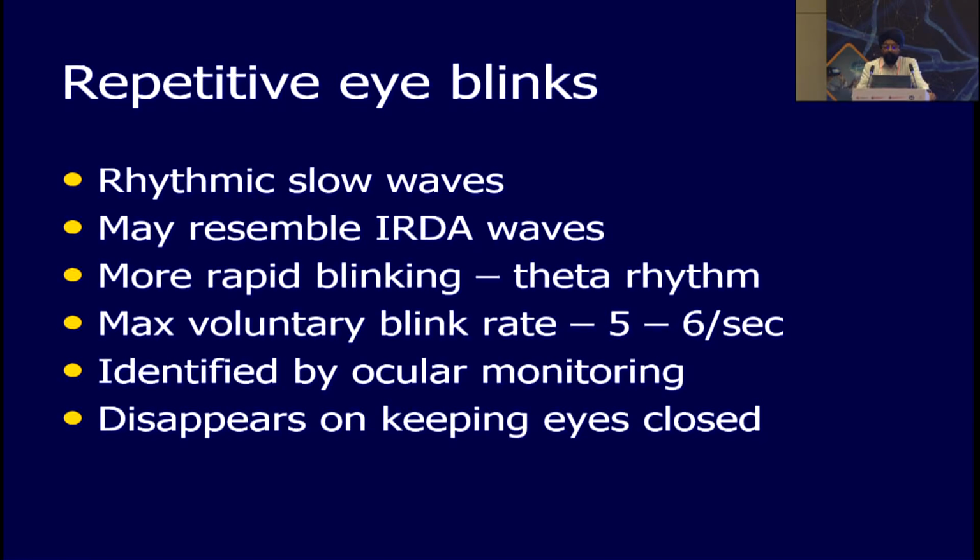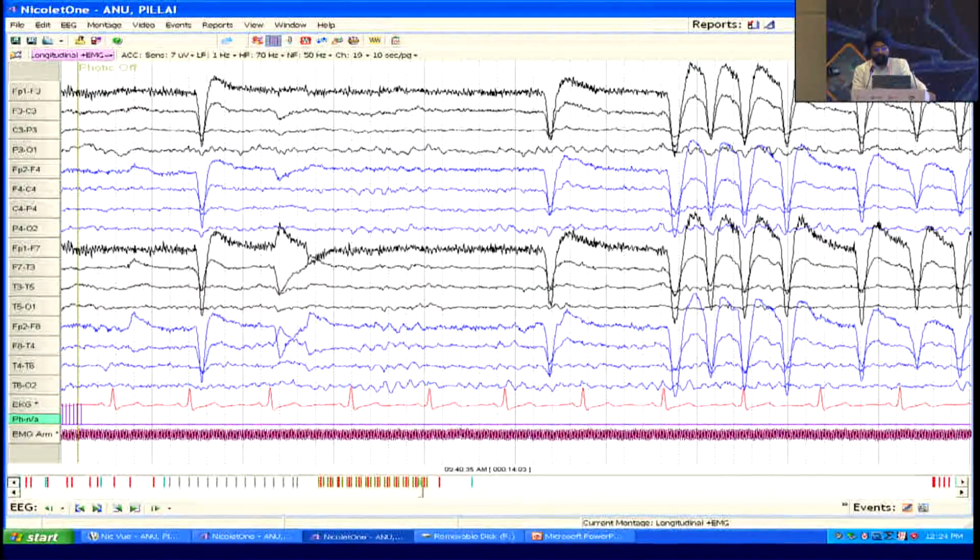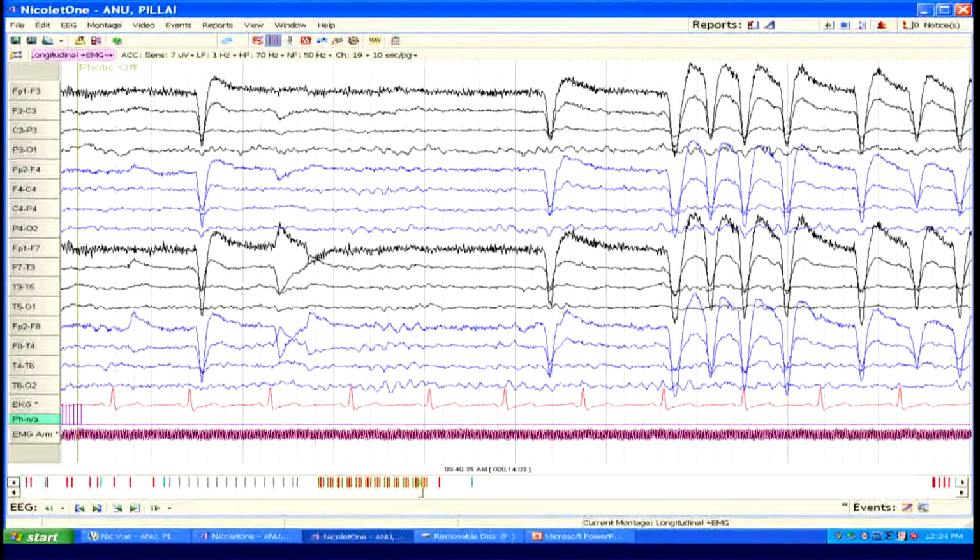Repetitive eye blinks can sometimes cause rhythmic slow waves, which may resemble intermittent rhythmic delta activity. Sometimes more rapid blinking can resemble a theta rhythm. It should not be mistaken for abnormal epileptiform activity. It is identified by ocular monitoring and disappears on eyes being closed. So this is eye flutter, which is happening at a very fast pace. In a second we are having around 3 eye closures, indicating eyelid flutter.